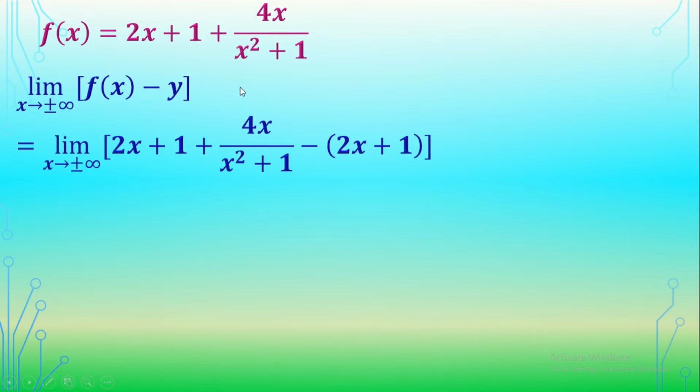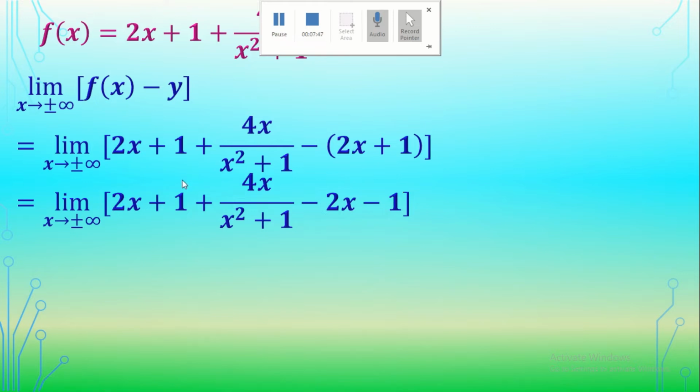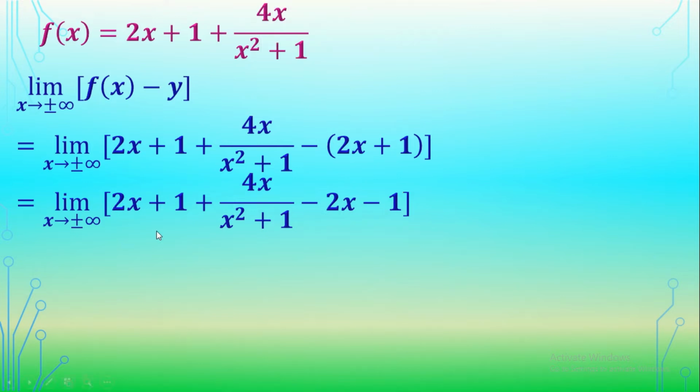Now what about the limit as x tends to plus or minus infinity of f of x minus y? We use our answer, since when we subtract we need to simplify 2x plus 1 by 2x plus 1. Note how we solve it. f of x, we copy it the same, its limit at plus or minus infinity. And y, from the question, we have it 2x plus 1, so it's minus the quantity 2x plus 1. Now we can expand, multiplying by minus, so it will be minus 2x minus 1. Here 2x minus 2x is cancelled, and plus 1 minus 1 is also cancelled. What remains for us? 4x over x squared plus 1.